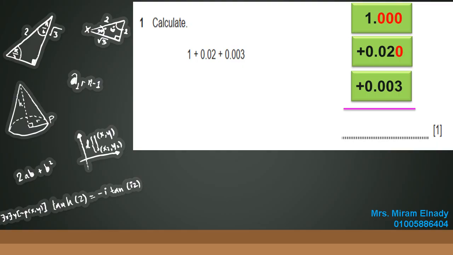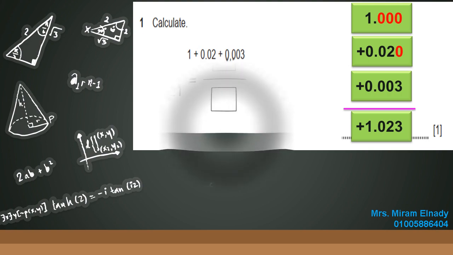Final answer will be 3, 0 plus 0 plus 3, then 0 plus 2 plus 0, 2, 0, and then 1. So the final answer is 1.023.